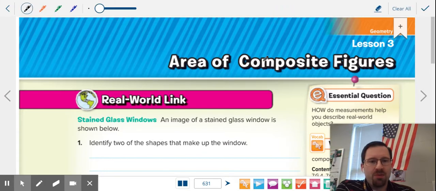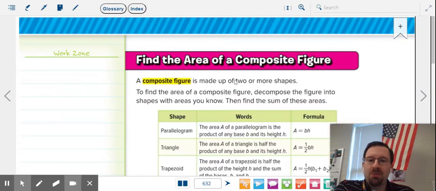Today we're on to lesson 3 of composite figures. What do we do to find a composite figure? First, what is a composite figure? It is a 2D shape that's made up of more than one shape. Now, what are the possible shapes we're going to be looking at?